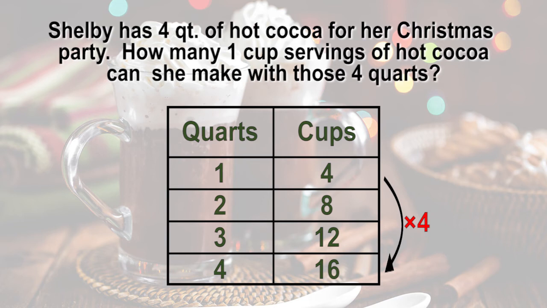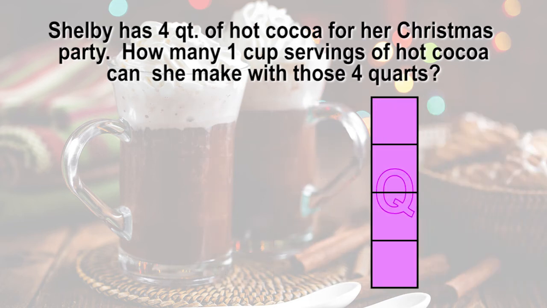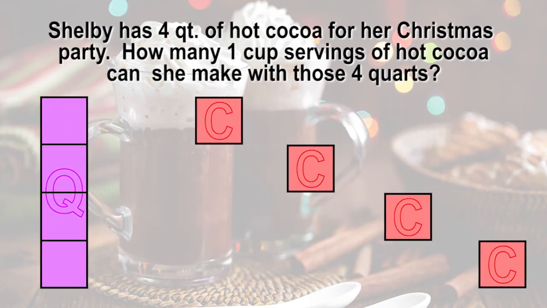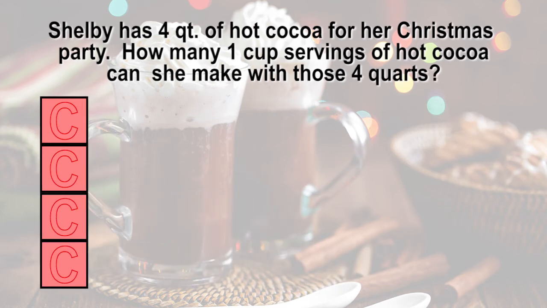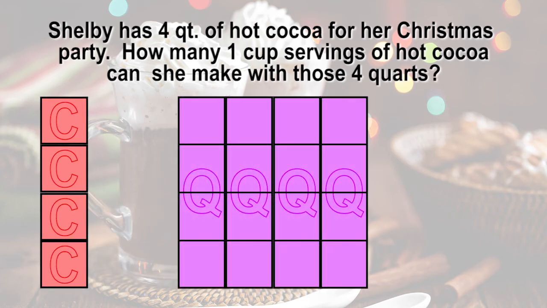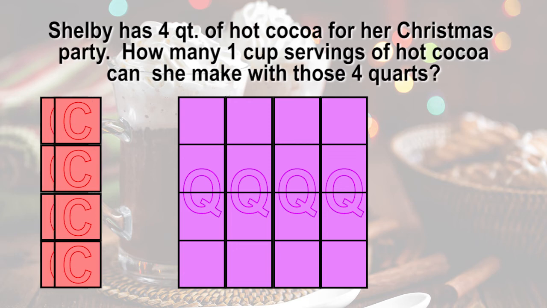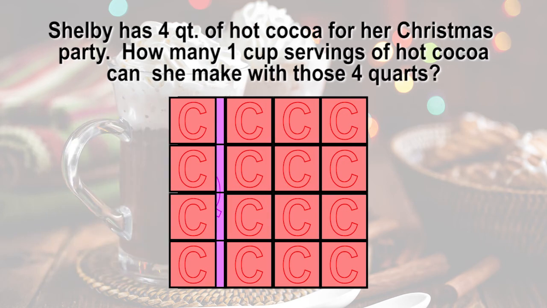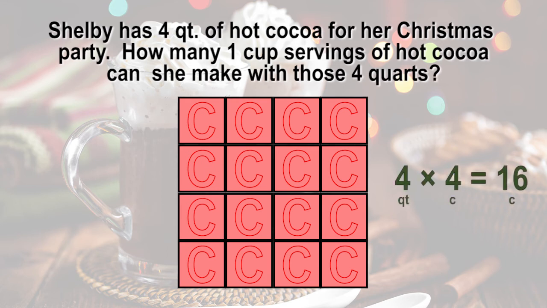We can also solve this problem by looking at the area model. Each quart of hot cocoa has 4 cups. Shelby has 4 quarts, so we can think 4 quarts of hot cocoa is equal to 4 sets of 4 cups, or 4 times 4 equals 16 cups of cocoa. This shows that 16 cups of cocoa can be made from 4 quarts of hot cocoa. We can see that each time we convert from a larger unit to a smaller unit, we are using the math operation of multiplication.